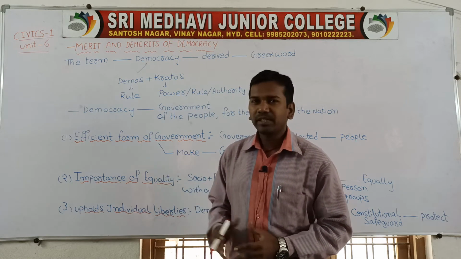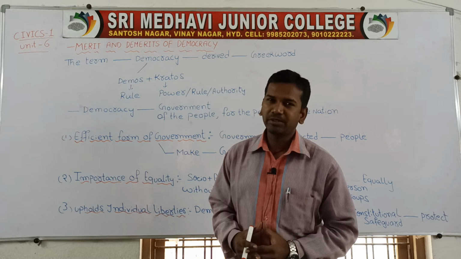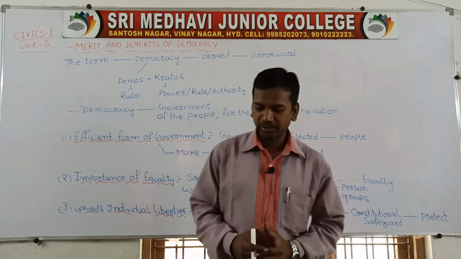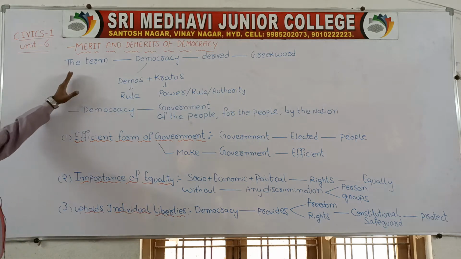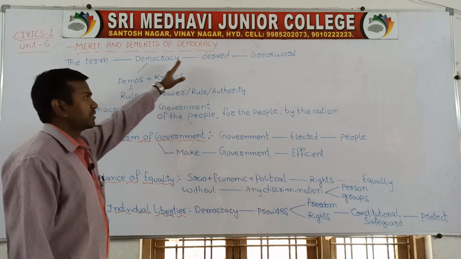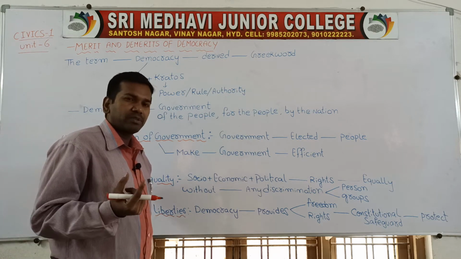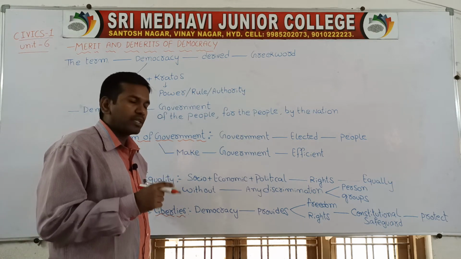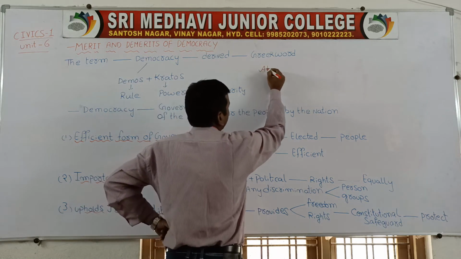So in this topic we will study the facts, the merits as well as the demerits of democracy. Okay, we are going forward. Children, we already know that the term democracy is derived from the Greek word. The concept of democracy first started with the Greeks. The capital of Greece, we know, is Athens. Athens is the capital of the Greeks.